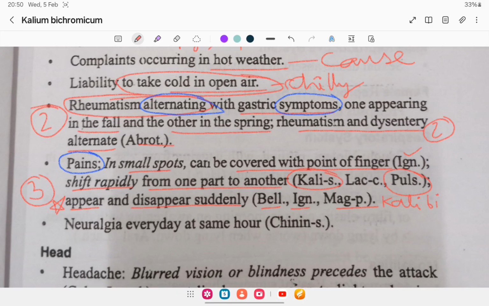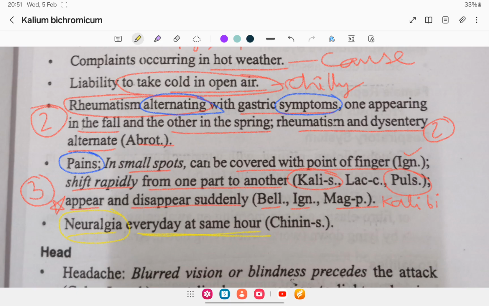Shifting type of pain, rapidly shifting from one part to another: Calcarea sulphurica, Pulsatilla, Lac acidum, Kali bichromicum. Pain in small spots that can be covered with the point of a finger. Neuralgia every day at the same hour. This is pain in the nerves.